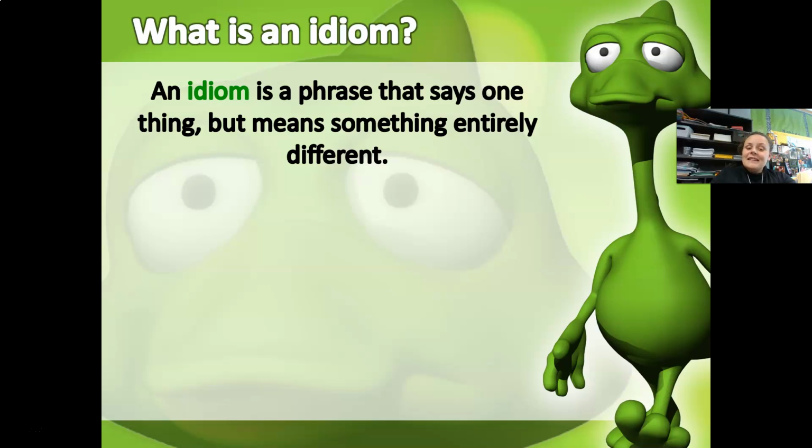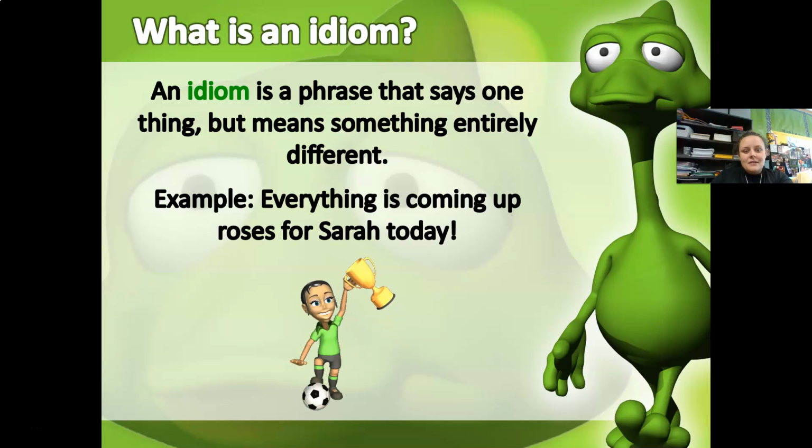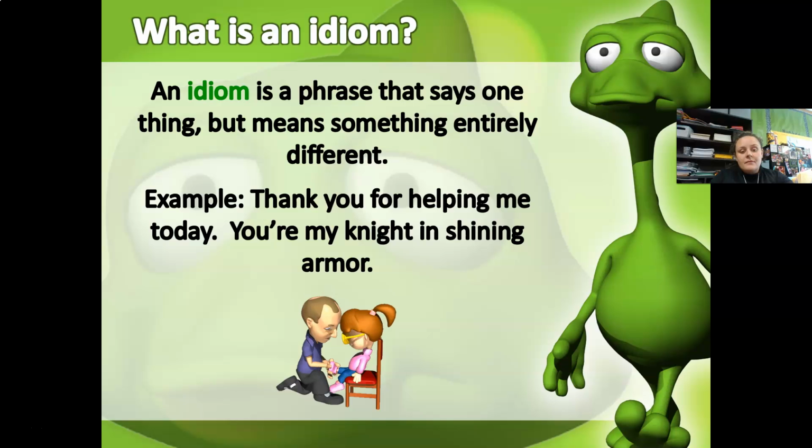Idiom. An idiom is a phrase that says one thing, but means something entirely different. Once you hear some of these idioms, you're going to be like, hey, I'm using idioms all the time. Everything is coming up roses for Sarah today. Now, it looks like Sarah won a soccer game and there were no roses involved. But roses are always associated with really good things. So they say coming up roses, right? Like she's doing really good. She's having a great day. Even though it has nothing to do with roses, that's what makes it an idiom.